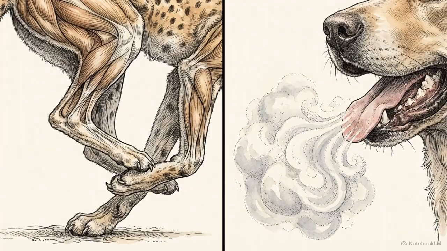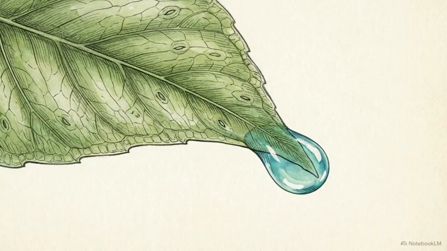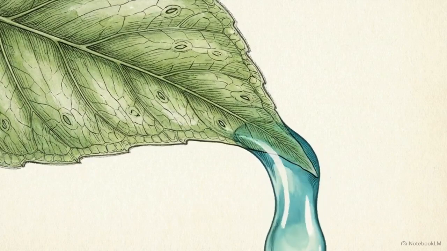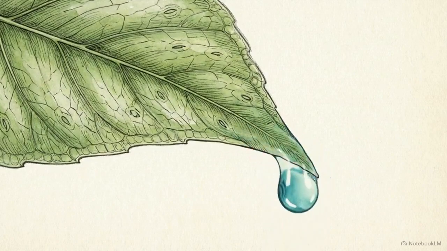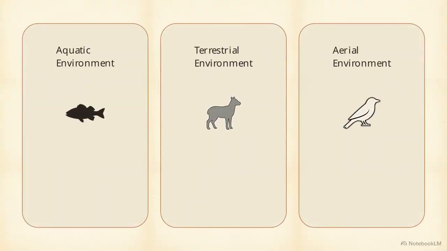This energy production comes with a chemical cost. Breaking down nutrients, particularly proteins, creates toxic nitrogenous byproducts inside the organism. To prevent these wastes from poisoning their own tissues, living things perform excretion, the active removal of harmful metabolic byproducts. Different environments dictate different solutions.